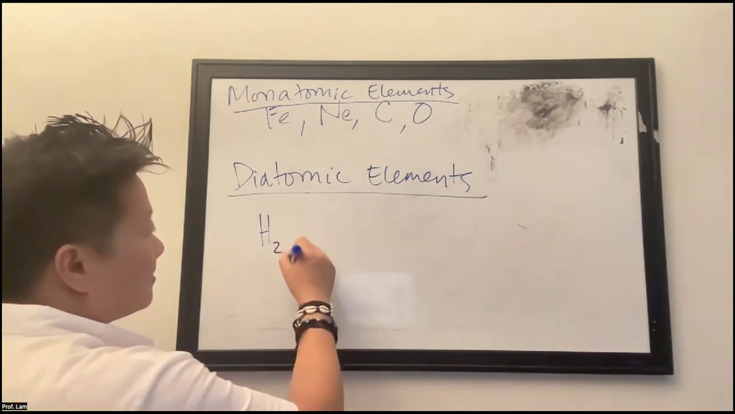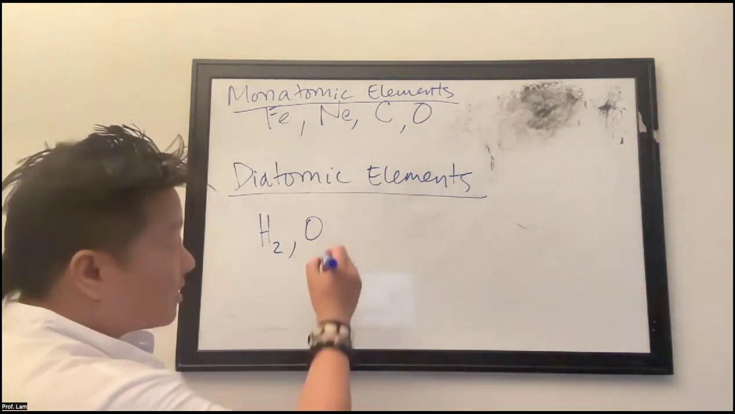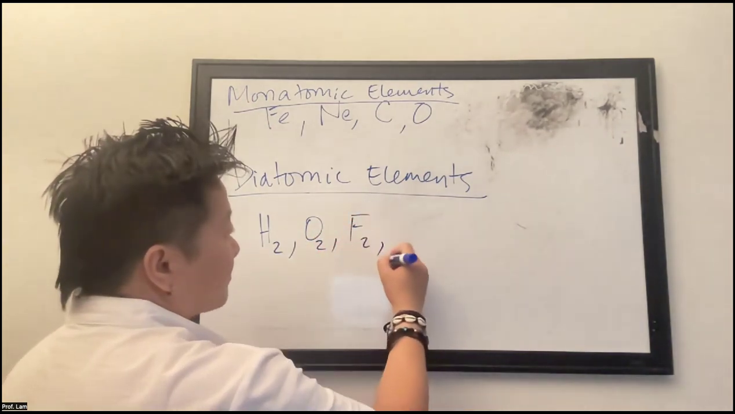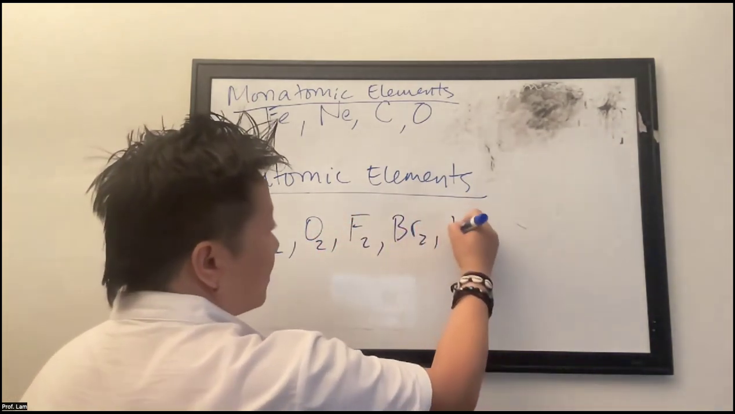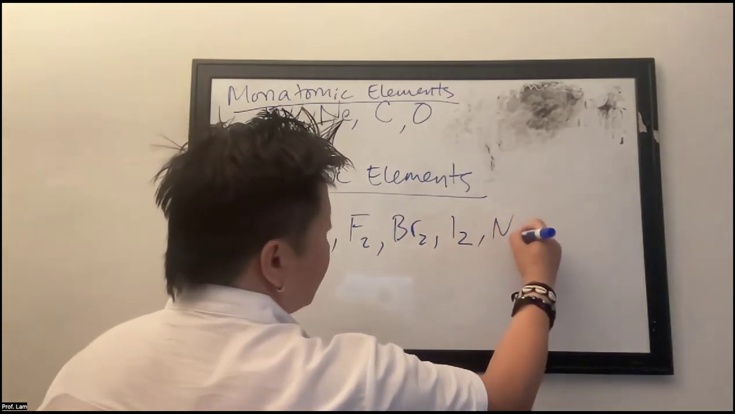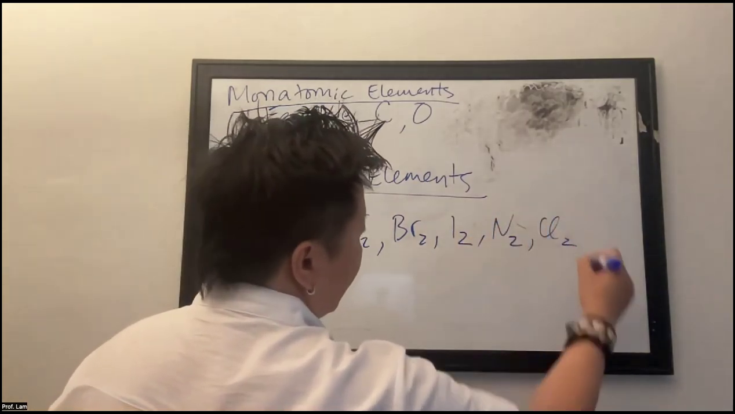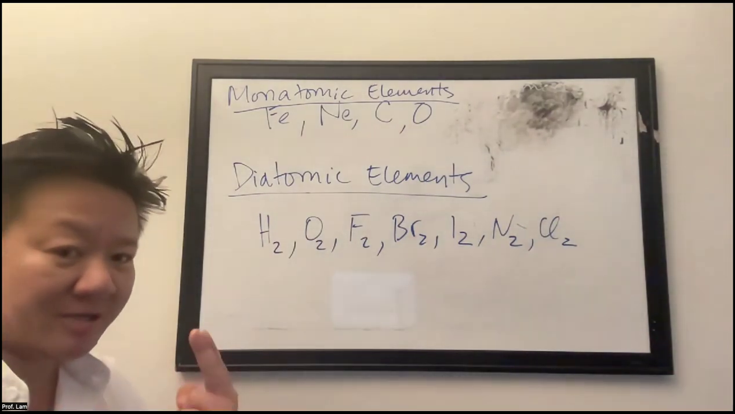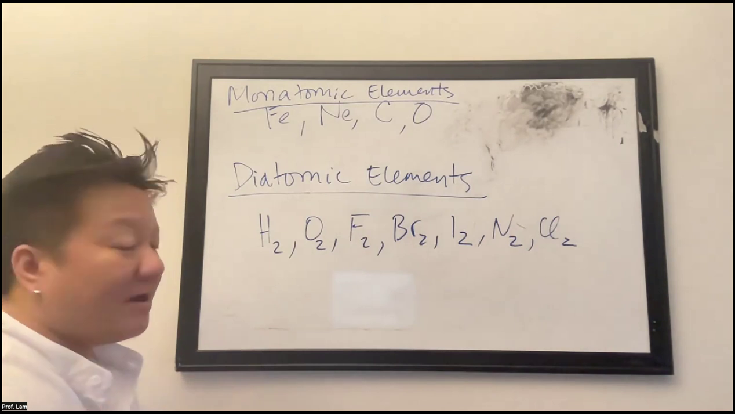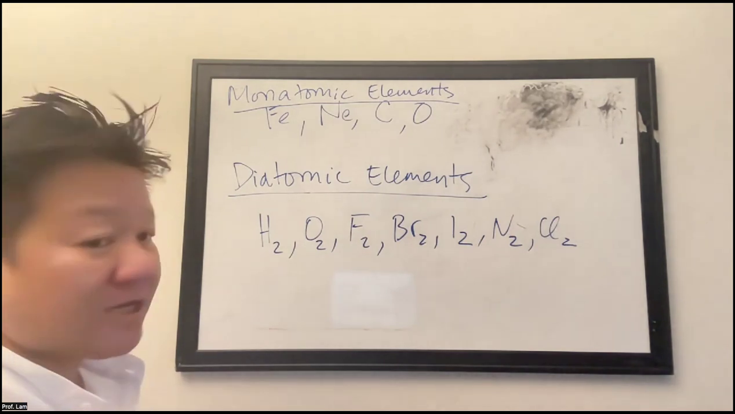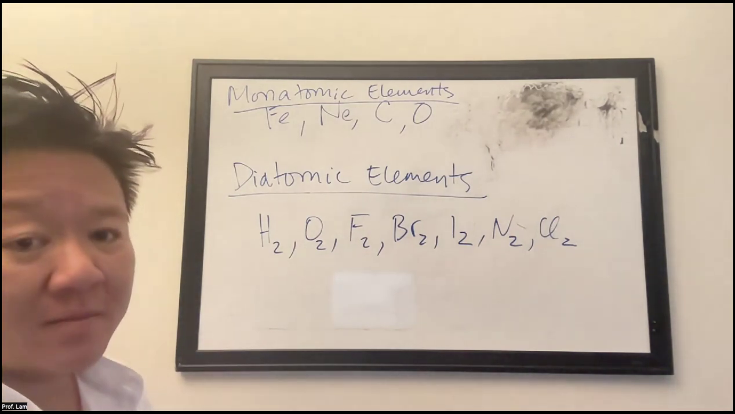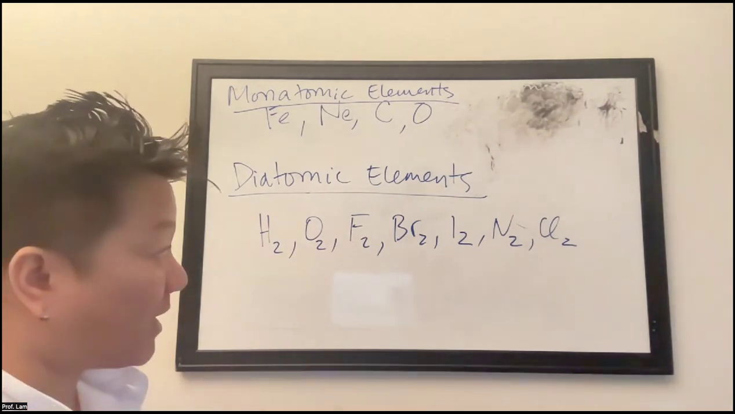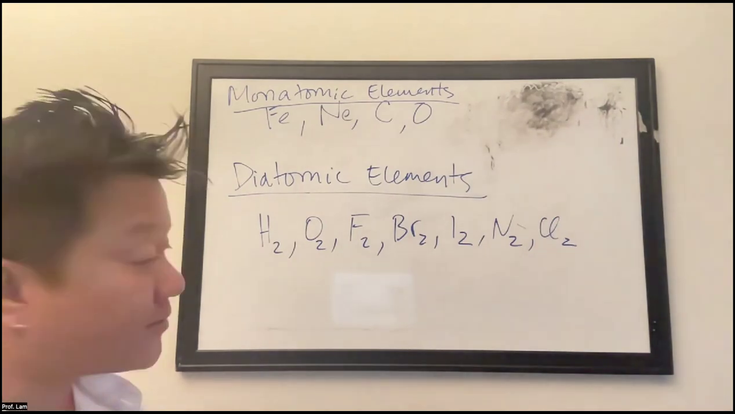And what else? Oxygen also comes as diatomic. So does fluorine. So does bromine, iodine, nitrogen, and chlorine. All of these elements come as a pair, right? And you have to know that because when we get to writing chemical equations, you have to be able to write these elements correctly.